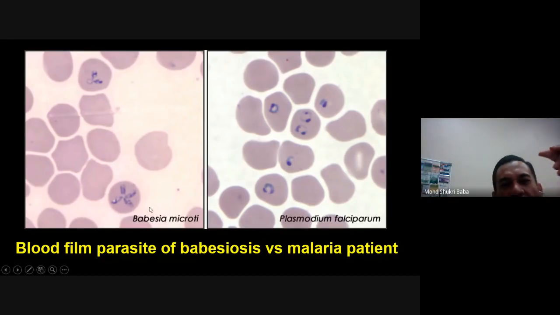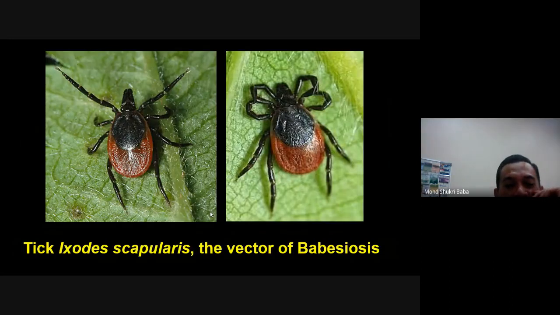So this is why sometimes blood film parasite untuk babesiosis dan juga bagi penyakit malaria selalu berlaku misdiagnose. Alright. Because sometimes morfologi dia tidak tentu, okay. Ini adalah ticks Ixodes scapularis, okay, the vectors for babesiosis.